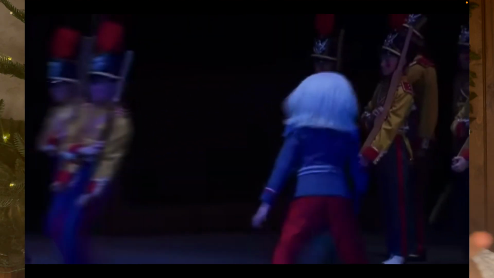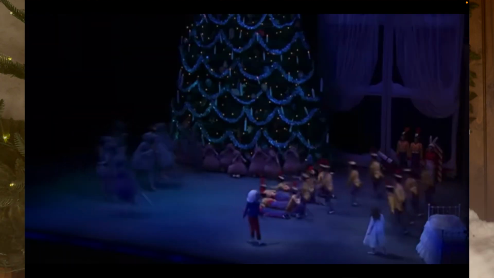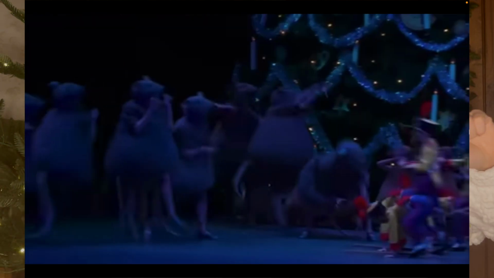Is that the right word? I don't know. There is a large group of toy soldiers, right? And the Nutcracker is like, attack, okay? And the mice are like, ah, but then they start, okay? A whole battle is about to wage on this stage.